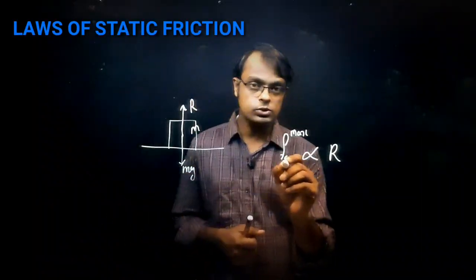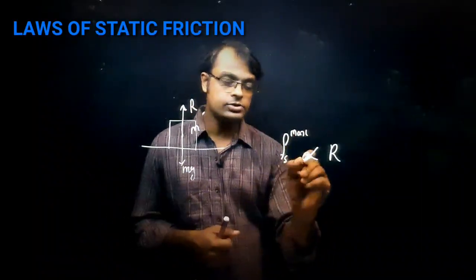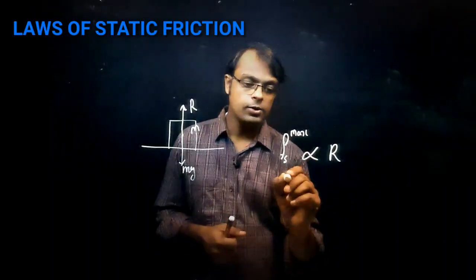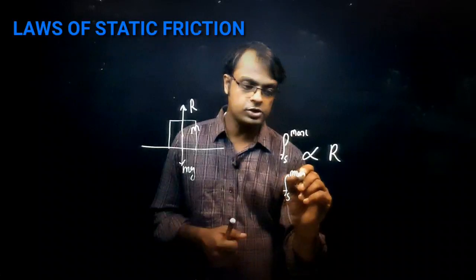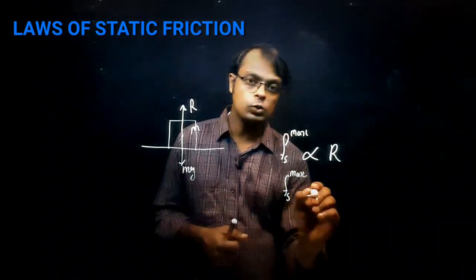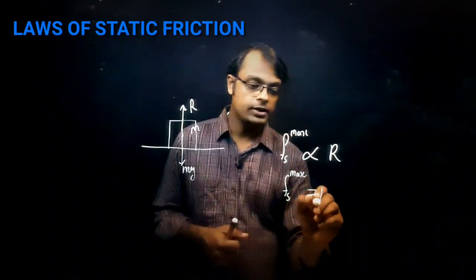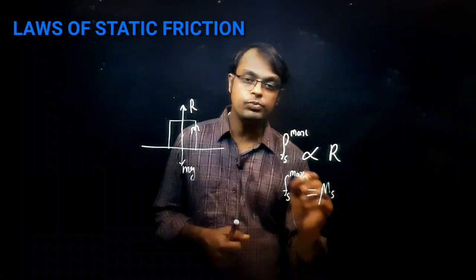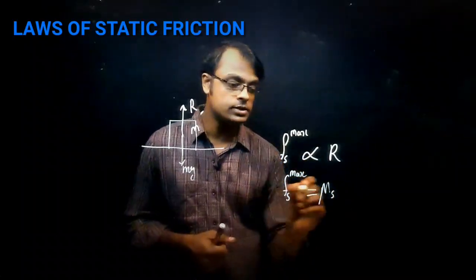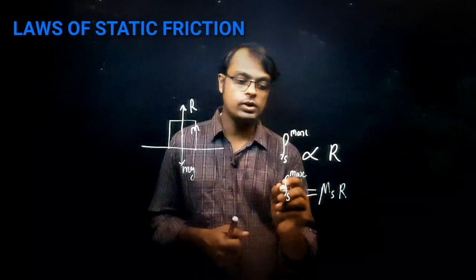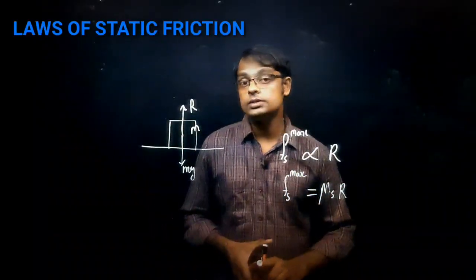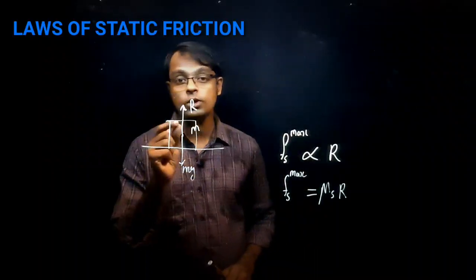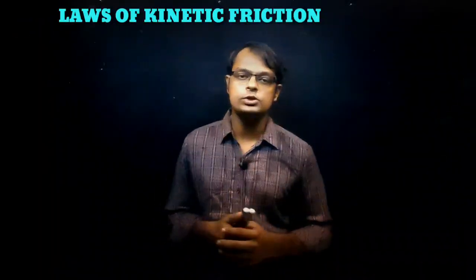So here what is next law is talking about Fs max is directly proportional to R, or we can write here Fs max, the limiting friction, is equal to a constant, and that constant we are writing as mu s. What is that? Mu s into R. So what is the Fs max formula? Mu s into R, where mu s is called what? Coefficient of static friction.